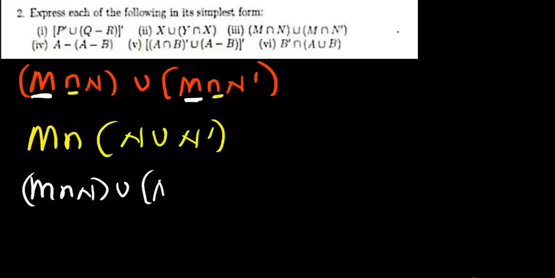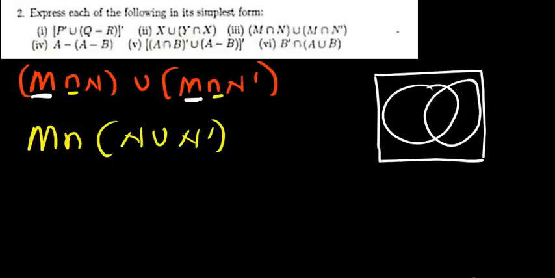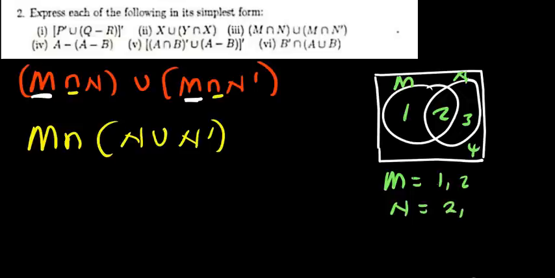Okay, so now let's continue from there. Let's try something. What is N union N complement? That should be the universal, but I want to show you where the universal is coming from. Use a Venn diagram to understand better. So let this be equal to M and let this be equal to N. Let's put numbers 1, 2, 3, 4. Let's go ahead and list M. M is 1, 2, N is 2, 3, then N complement is 1.